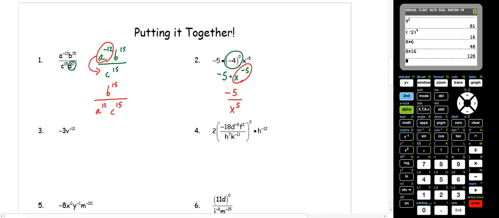Number 3, there are no 0 exponents, but we have a negative exponent of v to the negative 12th. Now, negative 3 is not connected to that, so negative 3 gets to stay in the numerator, and we're going to move v to the 12th into the denominator. Number 4, I have a 0 exponent with this whole parenthesis. So the parenthesis becomes 1, and I'm left with 2 times h to the negative 12th. H to the negative 12th is a negative exponent, so 2 stays in the numerator, and h to the 12th moves to the denominator.